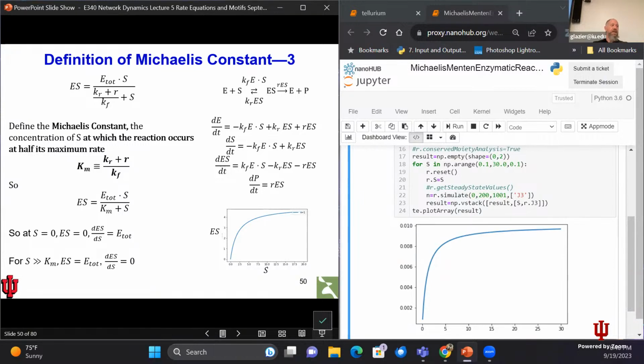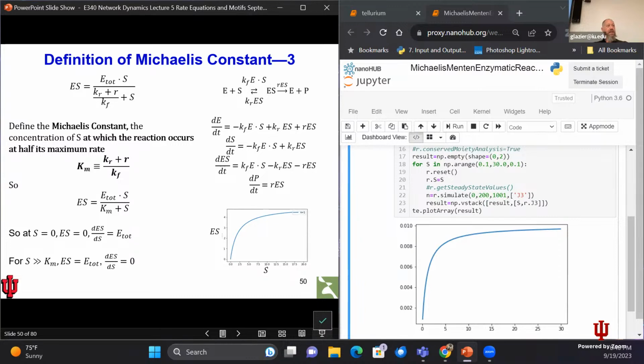And I'm left with ES is equal to E total times S over K Michaelis plus S. Well, this looks like S over constant plus S. What does that look like? If S is small, Km plus S is approximately Km. So this looks like S over Km.